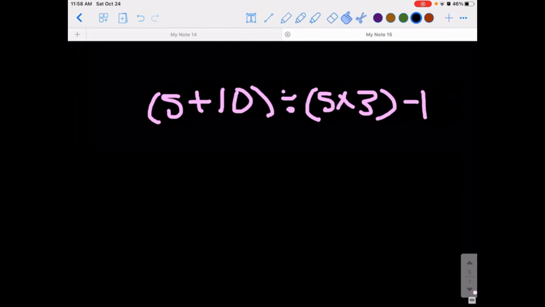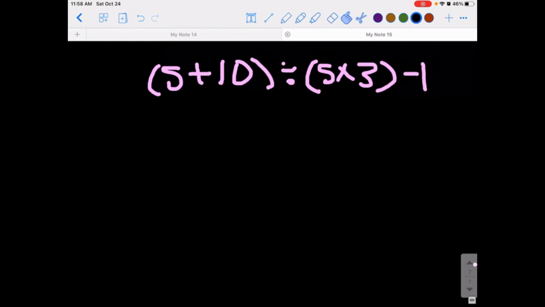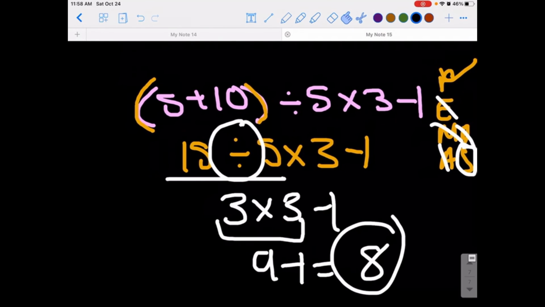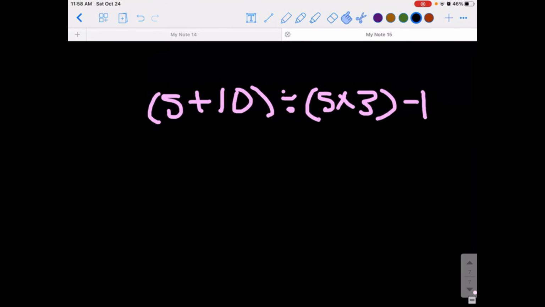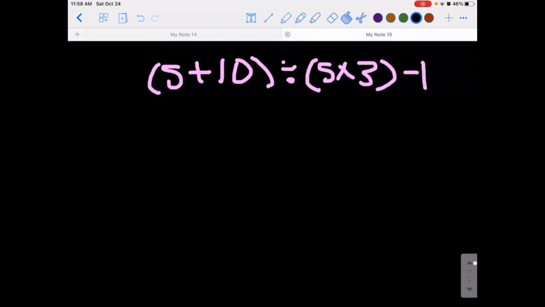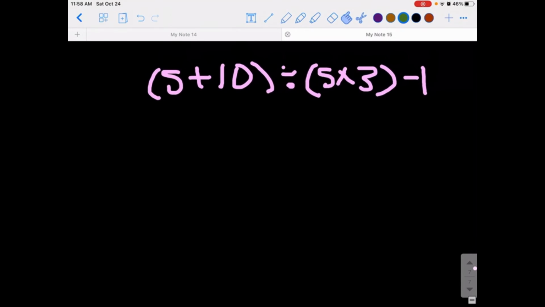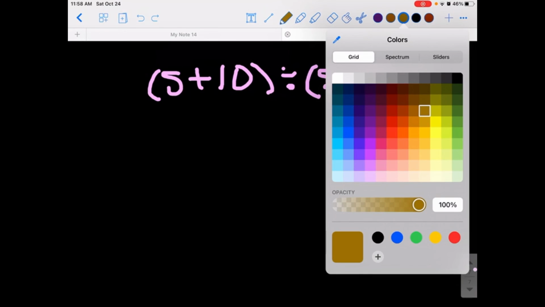Let's do one more. So what do you think? Make a prediction. Do you think our answers will match either one of these two, or will it be a totally different answer? So pause this video and solve this problem. I'm assuming you've paused this video and have solved the problem, so let's check it over. Let's write PEMDAS on the side.